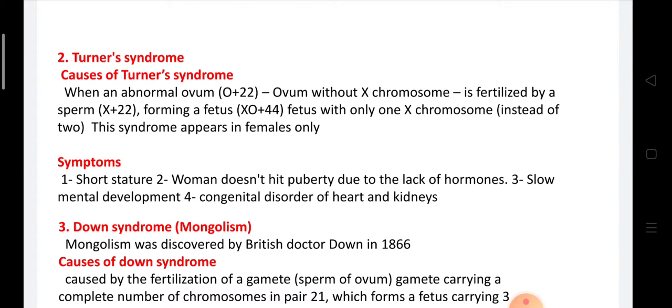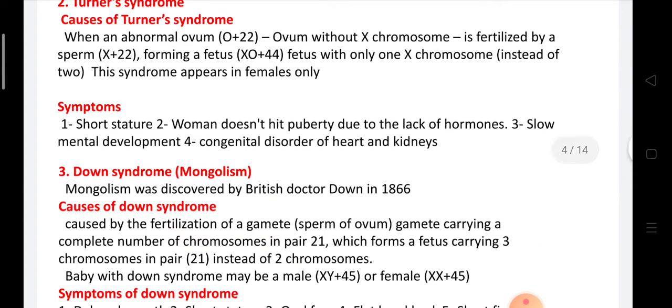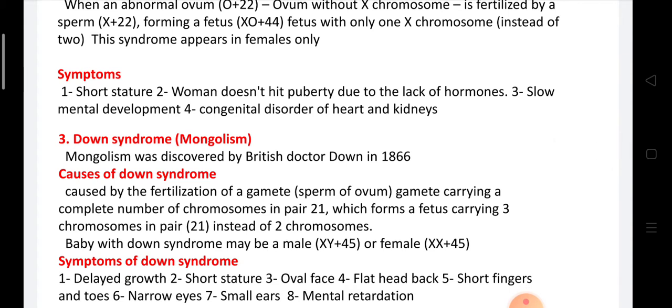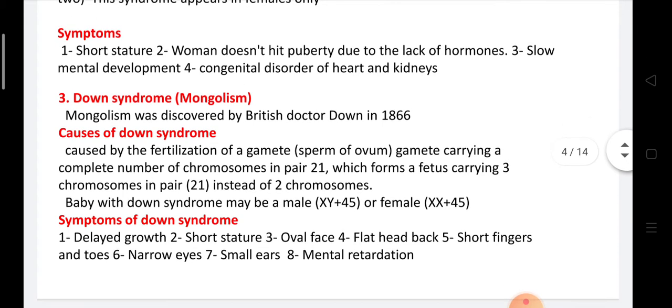This female suffers from some symptoms like short stature, doesn't reach puberty due to the lack of sufficient hormones responsible for maturation of her genital glands, slow mental development, and congenital disorder of the heart and kidneys.